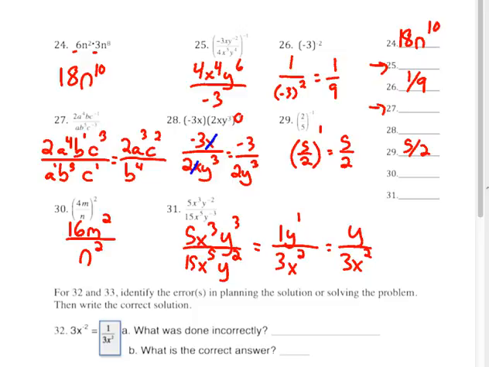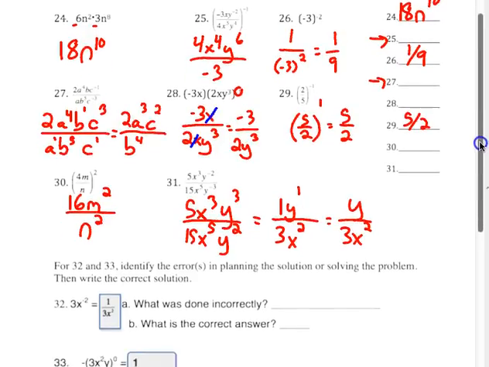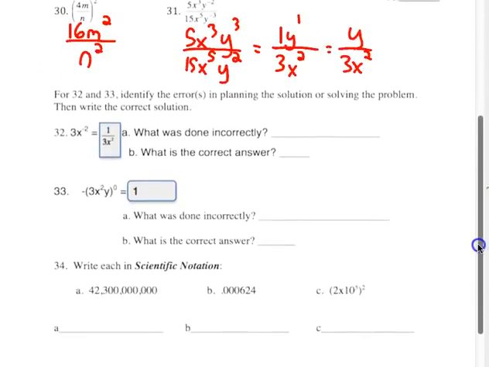All right, so there are all of the rules of exponents that we discussed throughout sections 1 through 5. Okay, now numbers 32 and 33. These investigate, they want you to decide what's done wrong. Okay, I'm presenting you two problems that were solved incorrectly, and we want to discuss what was done wrong.